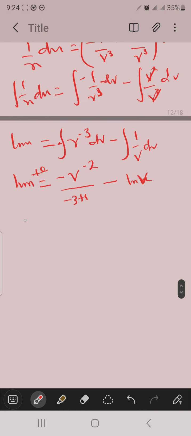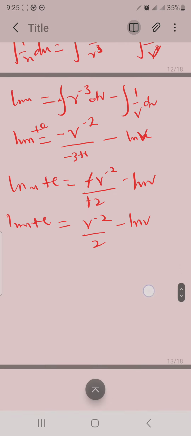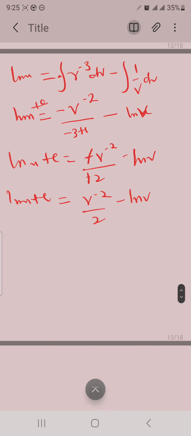So this one will now be ln x plus c equal to minus v raised to minus 2 over minus 2, minus the integral of 1 over v, which is going to be ln v. This one cancels this, it turns to plus. So ln x plus c equals v raised to minus 2 over 2 minus ln v. Now, you don't have v in your question.